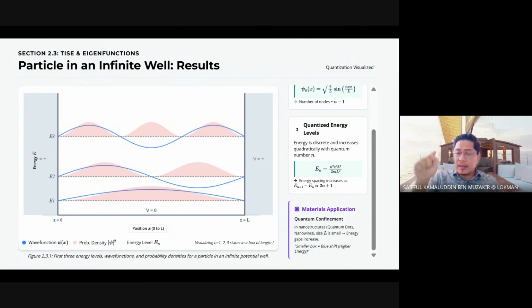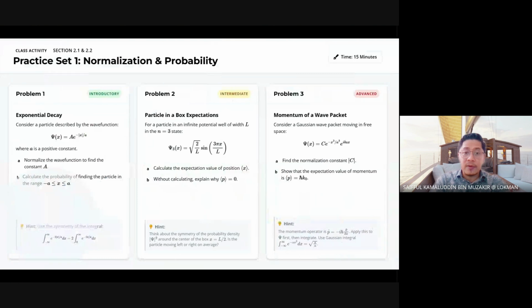Later, this quantum confinement will connect to real materials such as quantum wells, nanostructures, quantum dots, nanowires, nanosheets, and so on and so forth. It's very important for you.